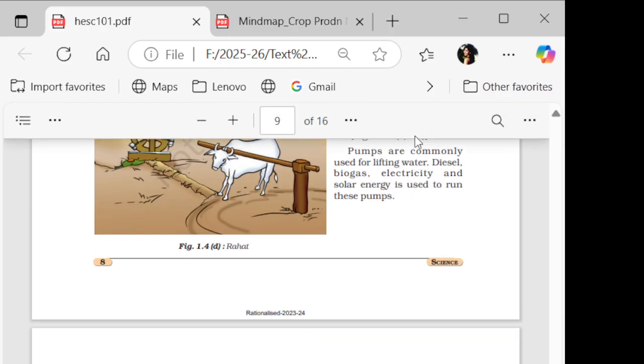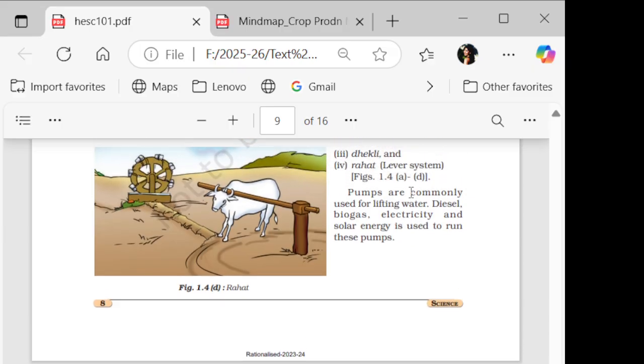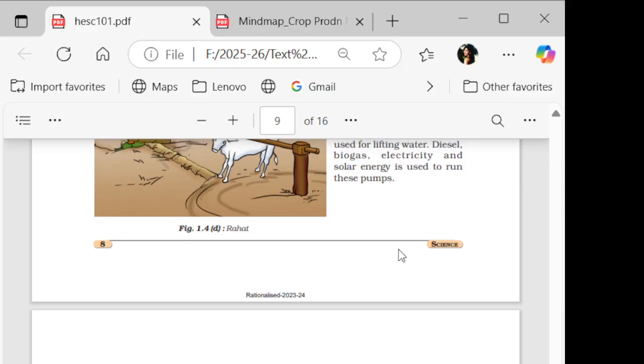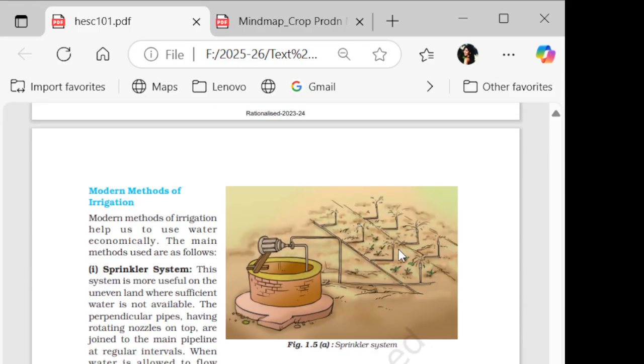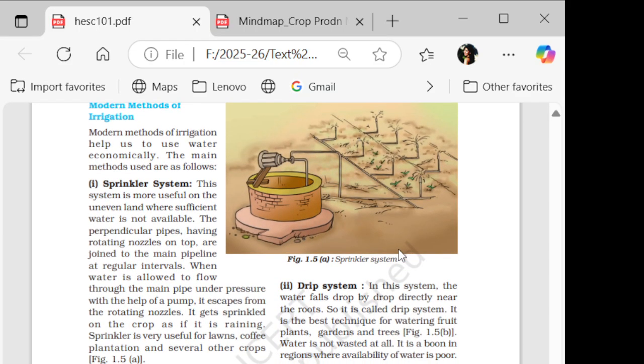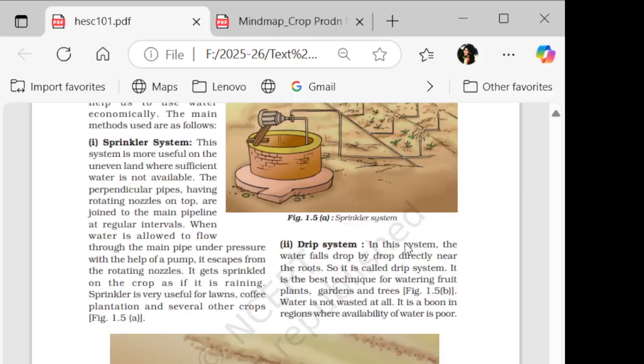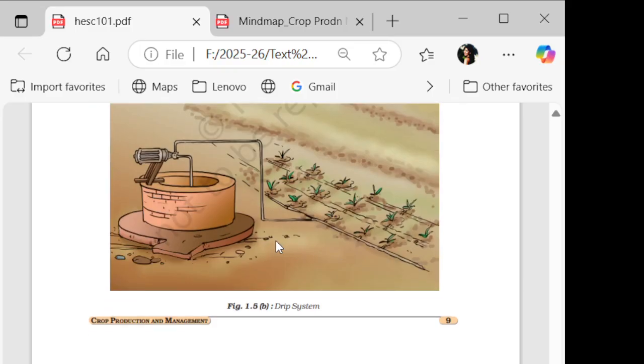Now see, all these things are run by pumps. Pumps are used for lifting water, and diesel, biogas, electricity, solar energy, all these sorts of things are used for these methods. Now let's see the modern methods of irrigation. There are two modern methods of irrigation. One is the sprinkler system, another is drip irrigation.